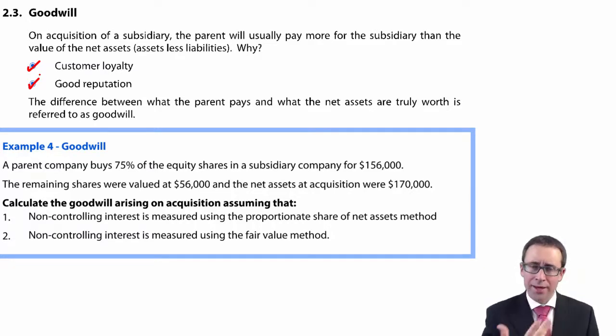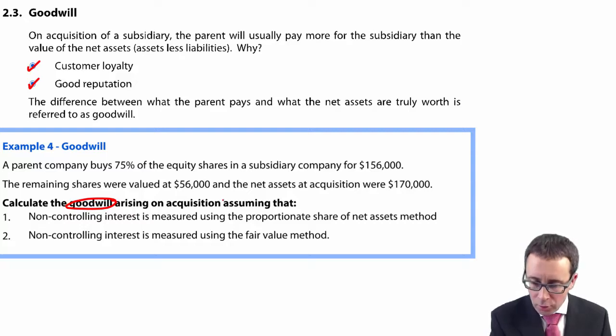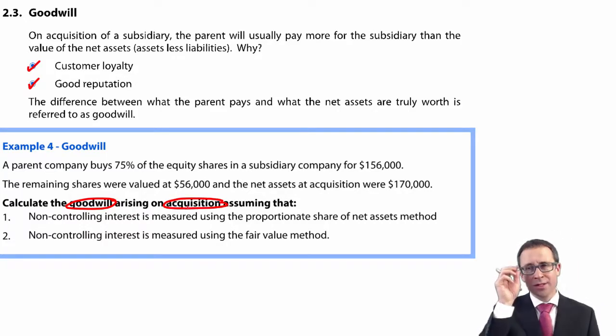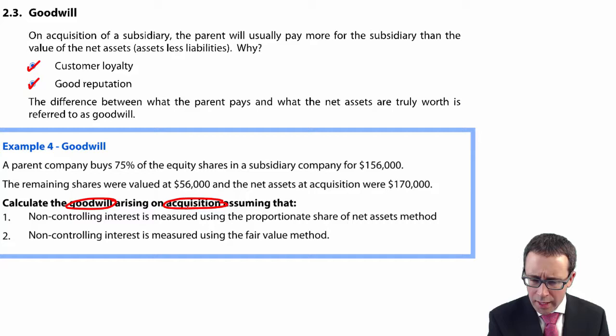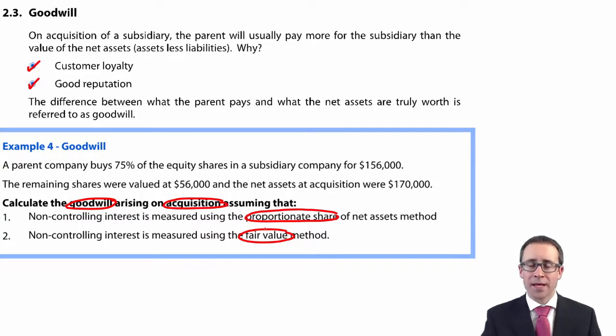So let's use that knowledge and bring it into the example, because it does want us, no surprise, to calculate goodwill. It wants us to work out the goodwill at acquisition, as that is when it arises, and that is when you calculate it. And it wants us to work it out based on the NCI being, first of all, on your proportionate share, and then, second of all, based upon your fair value method. What you will see is because we value the NCI differently under each scenario, we end up with a different value of goodwill. But we will then explain why that goodwill is different and how that ensures that things still balance when it comes to the consolidated statement of financial position.